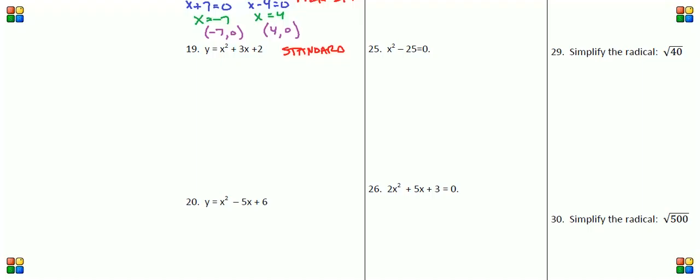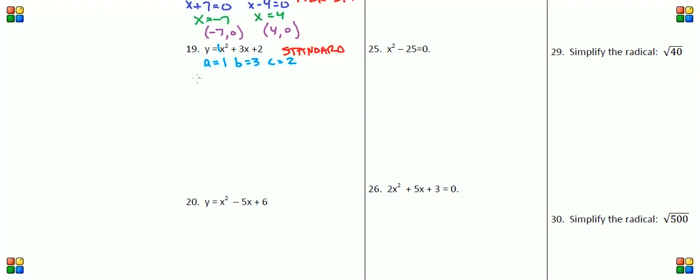I've taught you a different method than many teachers will. We've broken this up into steps. Step number 1 is to identify a, b, and c. Our a value is 1, which is right here. We don't see it, we can write it in. Our b value equals positive 3, and our c value equals positive 2.